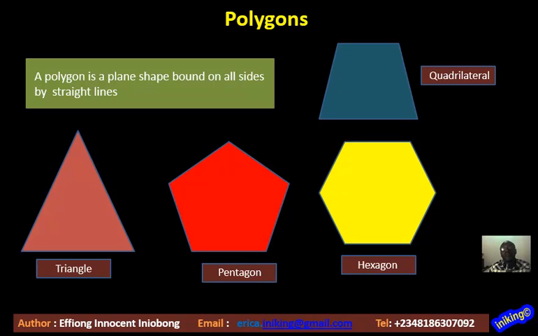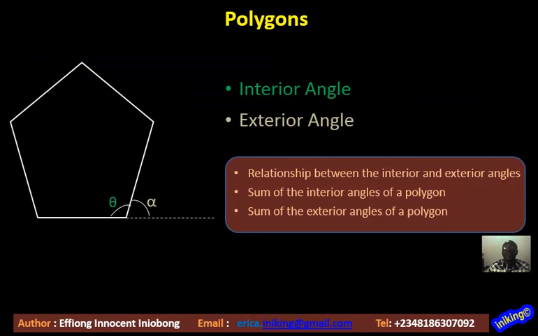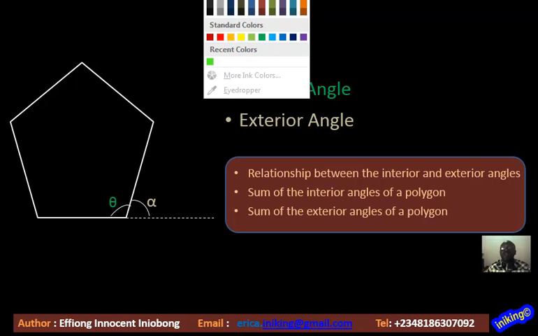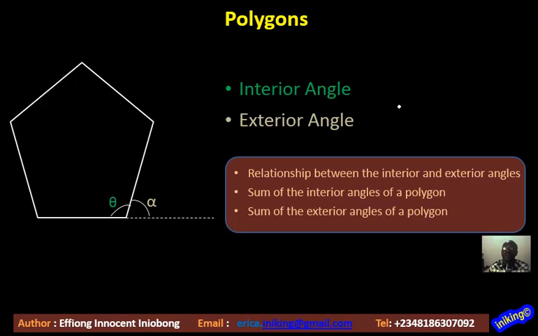We are going to be looking at some features or properties of a polygon within the scope of secondary school mathematics. In this particular video clip, we are going to look at the following. We understand the meaning of the interior angle of a polygon, the exterior angle of a polygon, and the relationship between the interior angle of a polygon and the exterior angle of the polygon. We'll also look at how to obtain the sum of the interior angles of a polygon and also the sum of the exterior angles of a polygon.